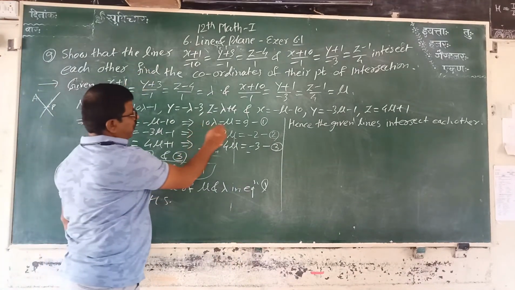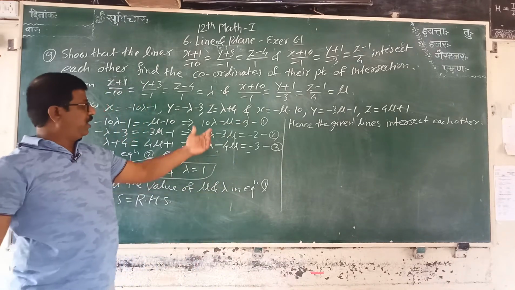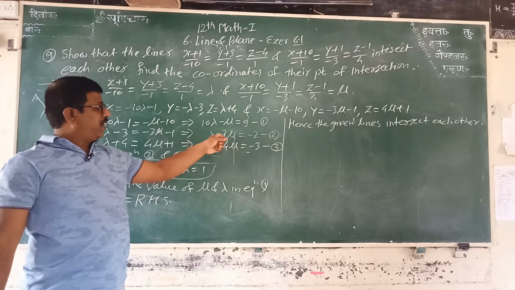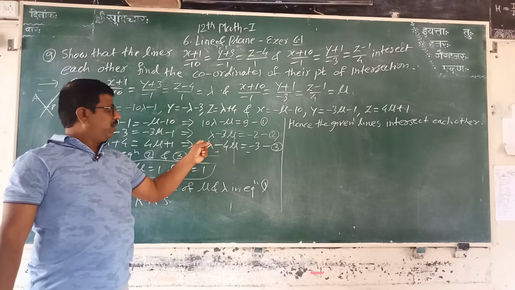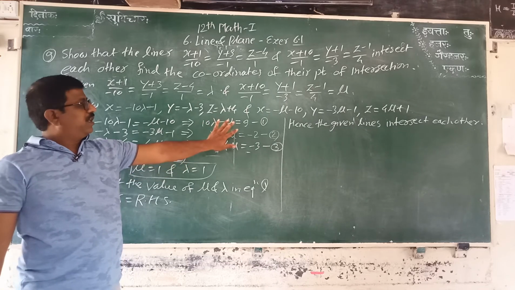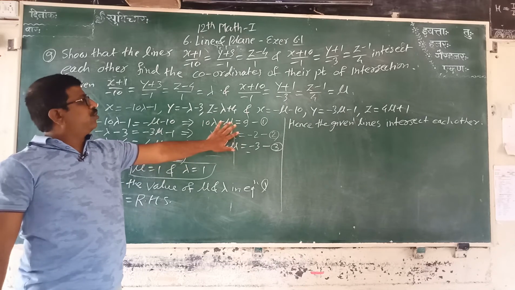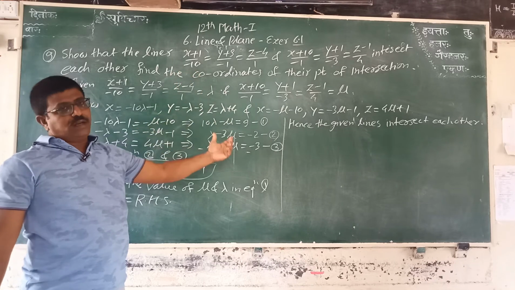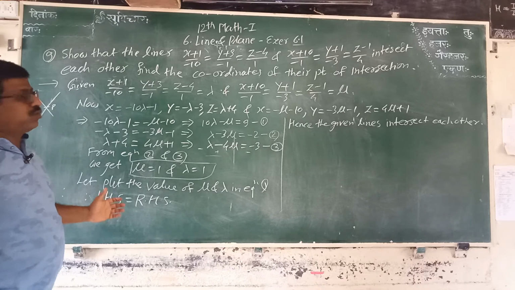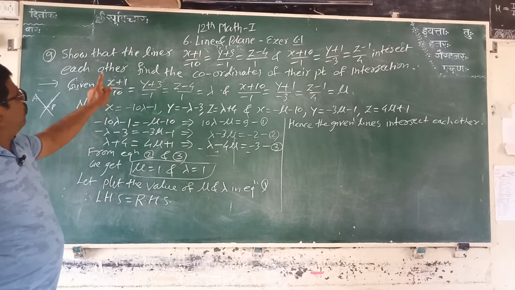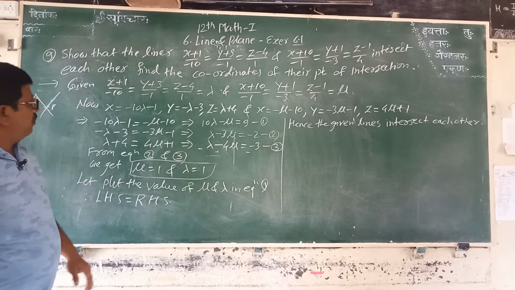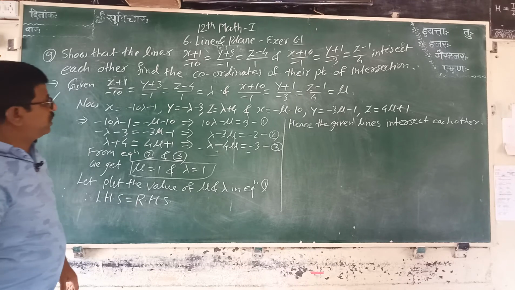Otherwise, you put their values in a determinant. Then 10 minus 1, 9. Then second row 1, minus 3, minus 2, and 1, minus 4, minus 3 in the determinant. And after solving that, the determinant value is 0. Then you say that these two lines intersect each other. This is one method used. And after that, we find the coordinates of their intersection.